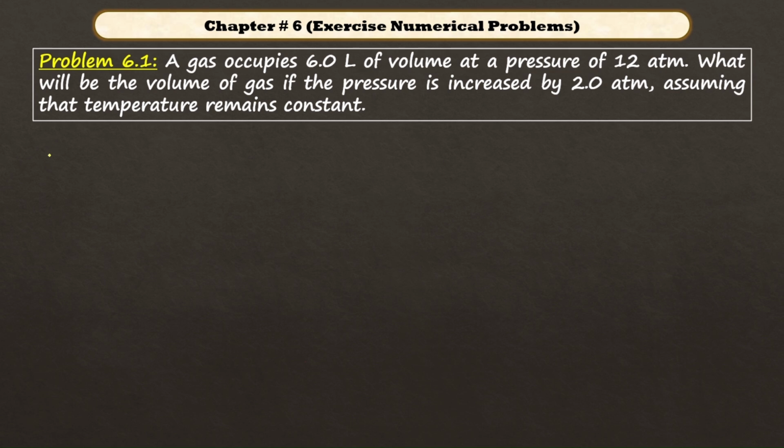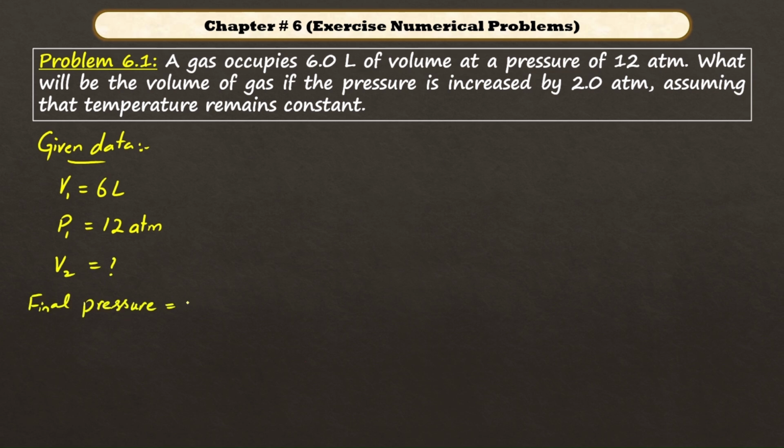So given data, V1 is equal to 6 liter and P1 is equal to 12 atm. Further, V2 is equal to question mark and final pressure P2 is equal to P1 plus 2 atm because it is increased by 2 atm. So it is equal to 14 atm.